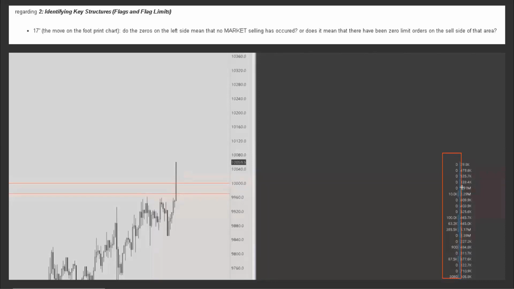And the zeros mean that no market selling occurred at these levels. Okay, so no one hit the bid, no one sold into the bid at these levels. And the numbers on the right represent market buying. And of course, to market buy, you need sell orders, sell limits. So these numbers on the right also represent the number of contracts in sell limit orders which were consumed by buyers at those levels.